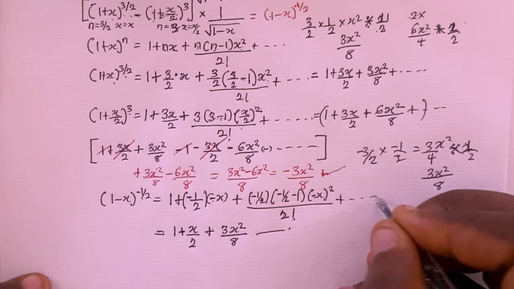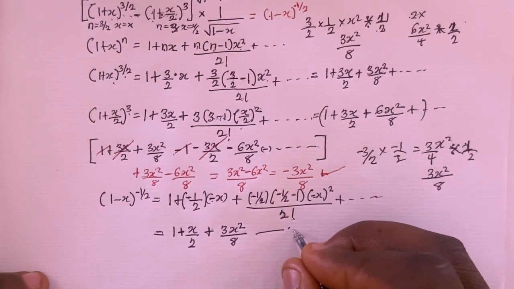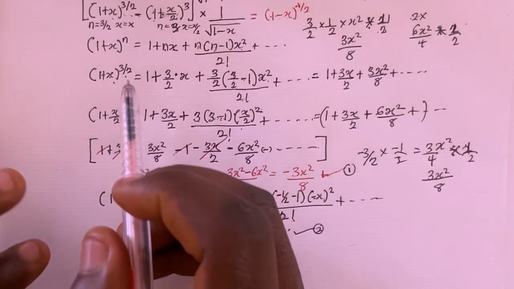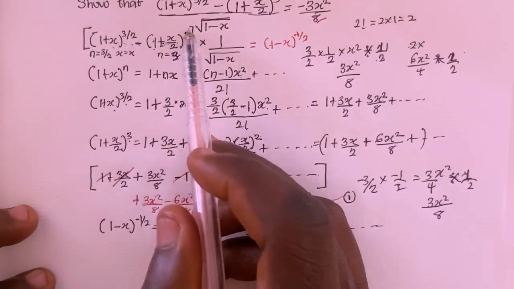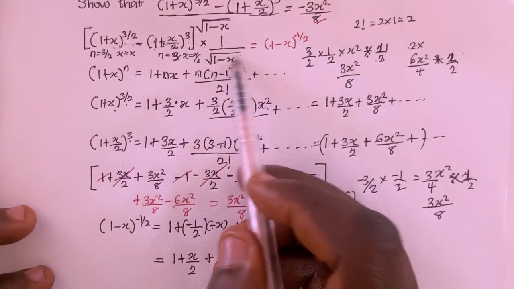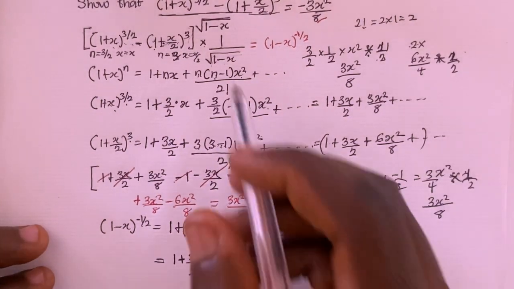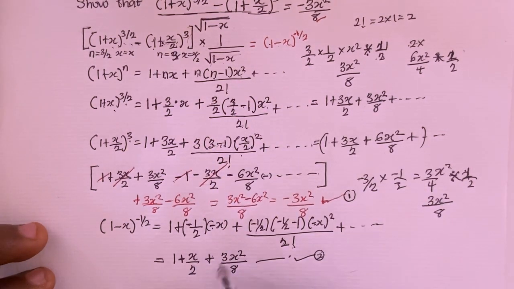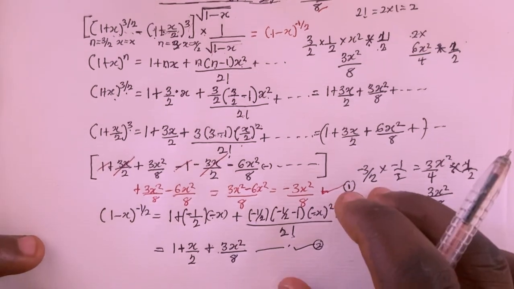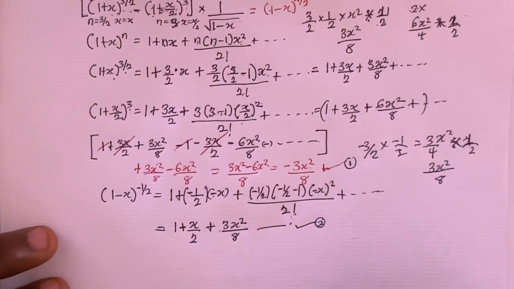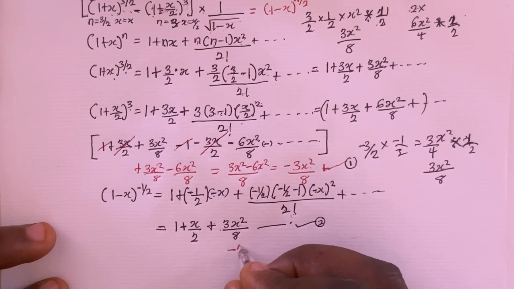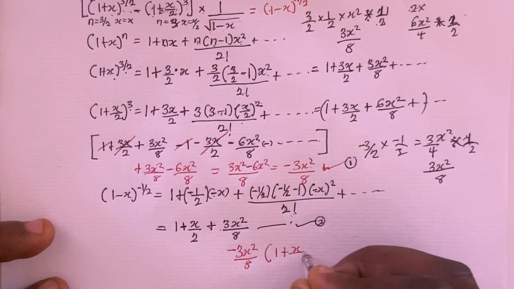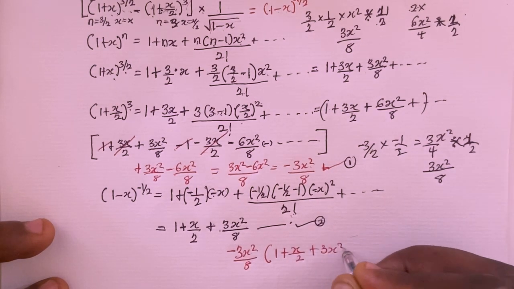Don't forget, we have plus some other terms here. Then here also we have plus some other terms. But let me just say the second expression, and this is the first expression. Now what I'm going to do now is that, if you look at this, everything inside this bracket, right, I'm multiplying it by 1 over root of 1 minus x. So now, the expression for this 1 over root of 1 minus x is actually everything here, right? So now what I'm going to do is multiply both of them together. Both expressions I'm going to multiply together, so that I'm going to have minus 3x squared divided by 8, then multiplied by 1 plus x divided by 2 plus 3x squared divided by 8.